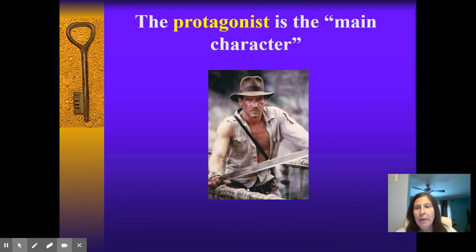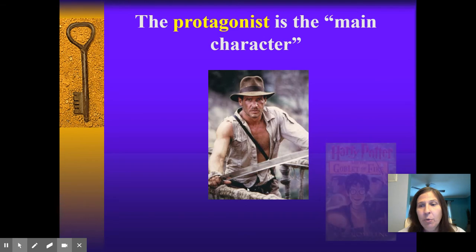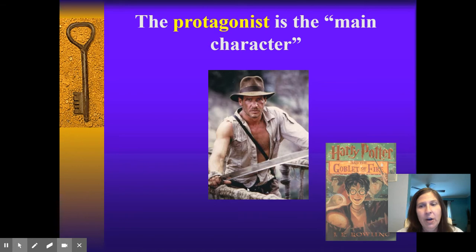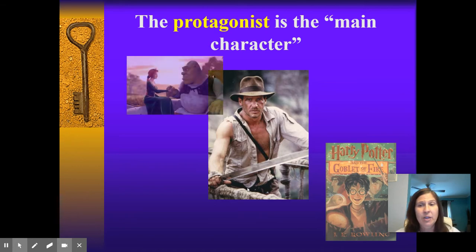When we talk about our main character, that is the protagonist. The protagonist is our main character. They're who the story is mostly about. The protagonist can actually be a good guy, but the protagonist could also be a bad guy. If the story is all about a criminal and how he's trying to escape the police, he is, in fact, the protagonist, even though he is basically bad.